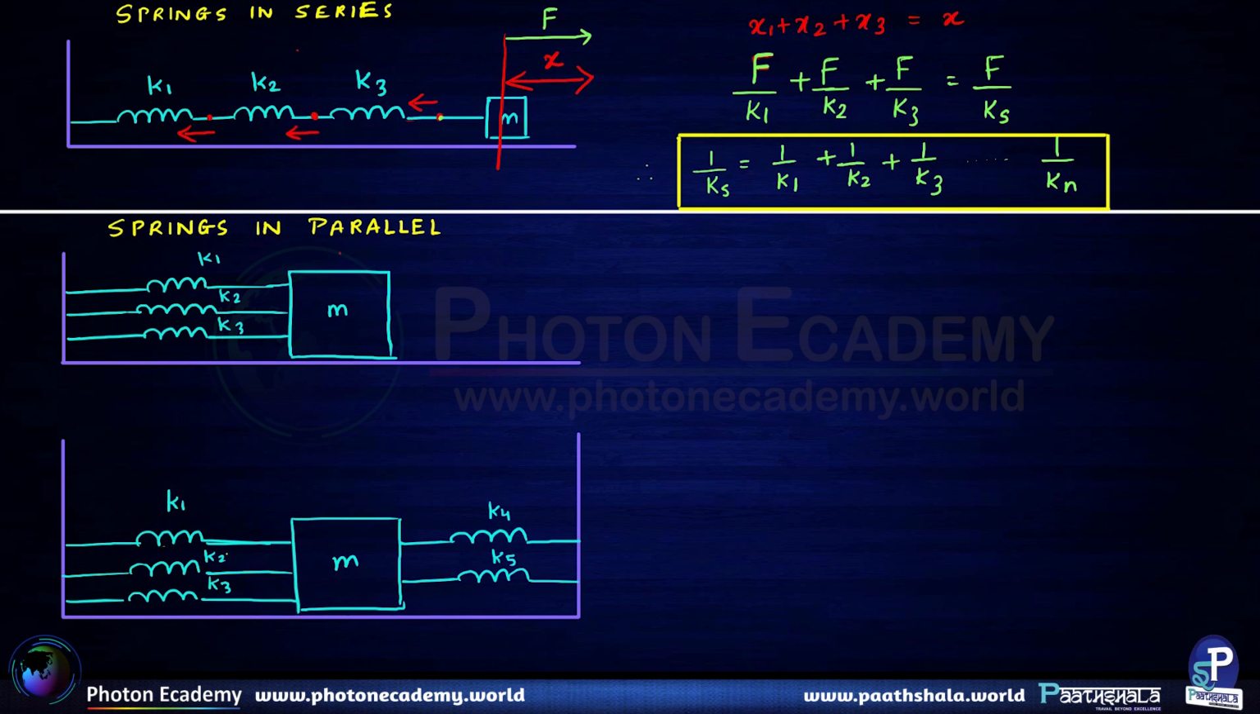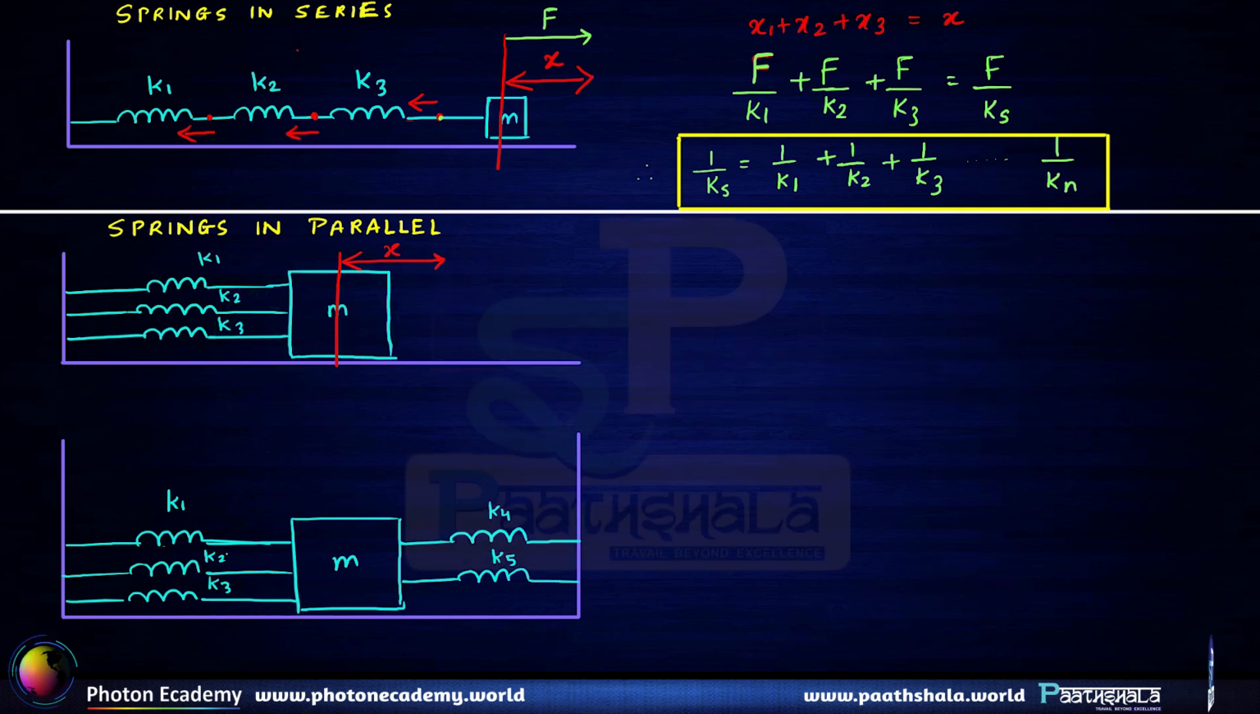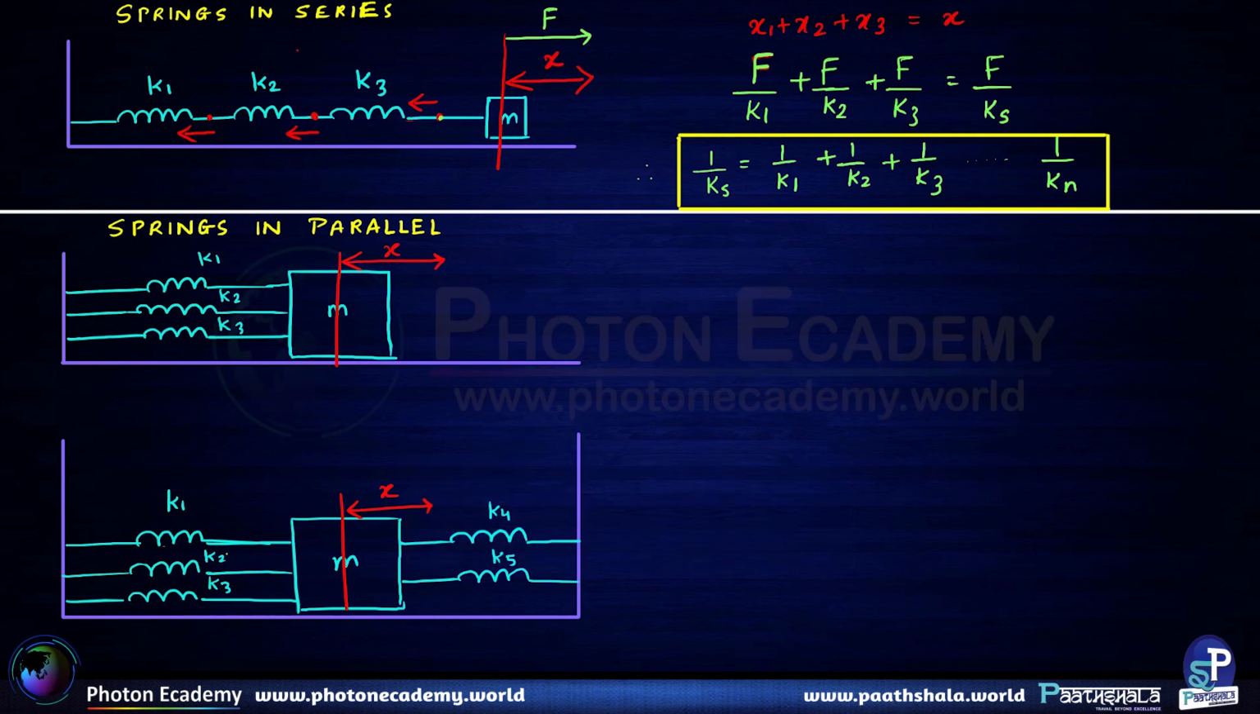So for all the three springs, you can see that if we move the block of mass m towards the right hand side by the displacement x, then the extension of all the three springs is going to be x as well. Here, if we move this block towards the right hand side with displacement x, then the extension of k1, k2, k3 is going to be x, and the compression of k4 and k5 is also going to be x.